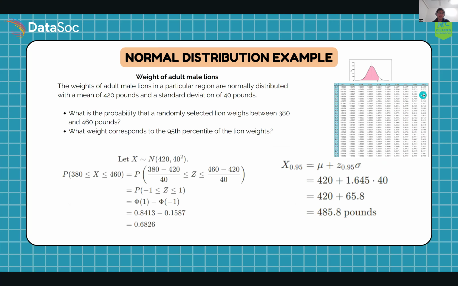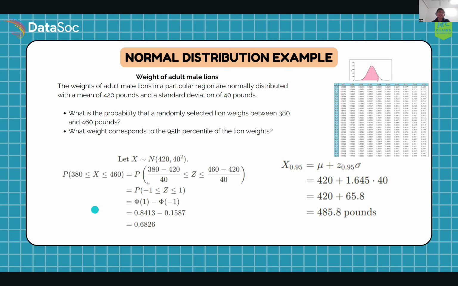Cool. Now we'll move on to a normal distribution example. An example of this would be the weight of adult male lions. So the weight of adult male lions in a particular region is normally distributed with a mean of 420 pounds and a standard deviation of 40 pounds. We want to find the probability that a randomly selected lion weighs between 380 and 460 pounds.